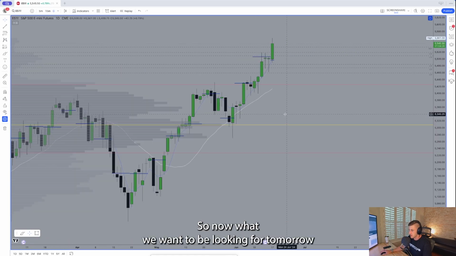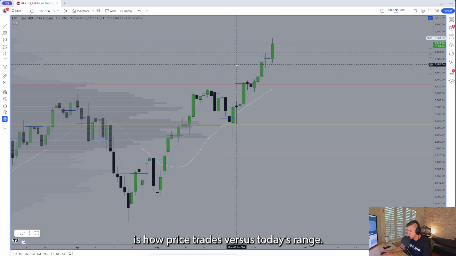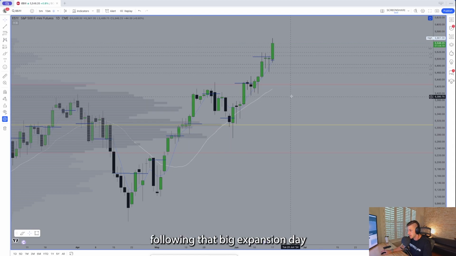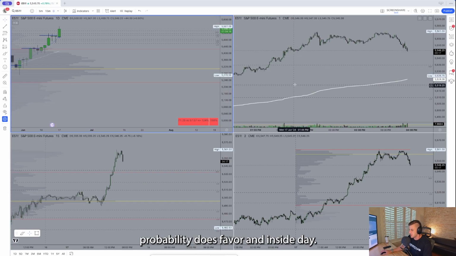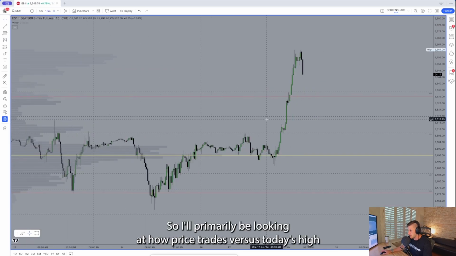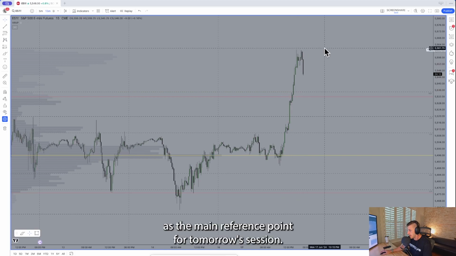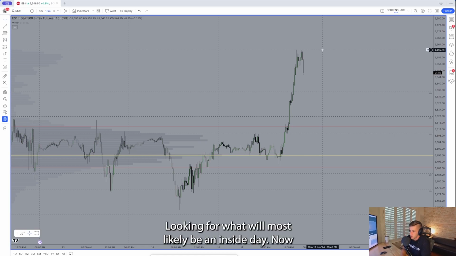So now what we want to be looking for tomorrow is how price trades versus today's range. As always, following that trend day, following that big expansion day, probability does favor an inside day, so I'll primarily be looking at how price trades versus today's high as the main reference point for tomorrow's session, looking for what will most likely be an inside day.